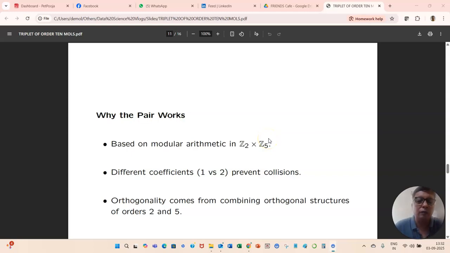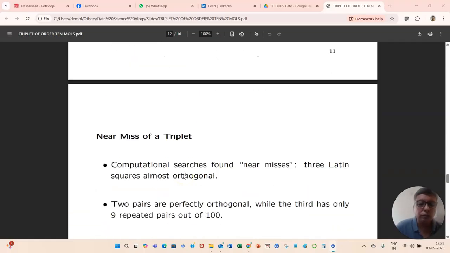We have the 1959 paper by Bose, Shrikhande and Parker, where they prove that the pair of mutually orthogonal Latin squares exists for all orders except 2 and 6. This is a famous theorem. ChatGPT tries to give support to its statement that a triplet doesn't exist, which is wrong.